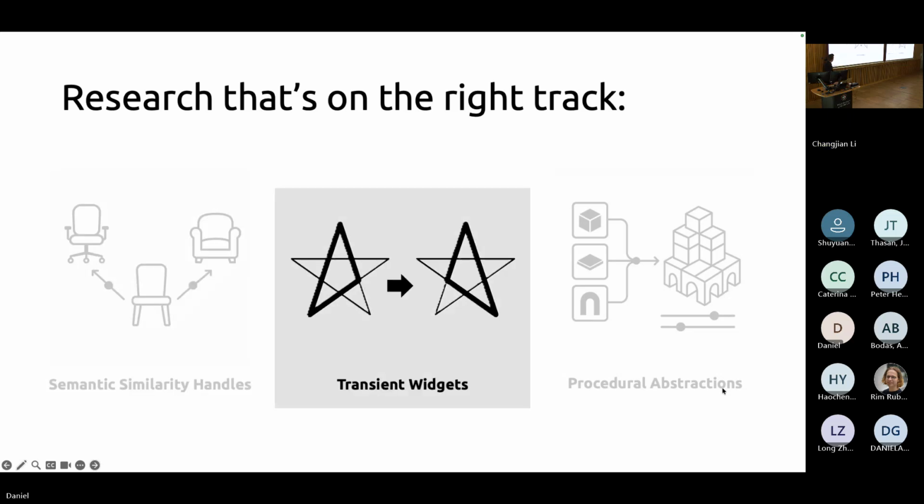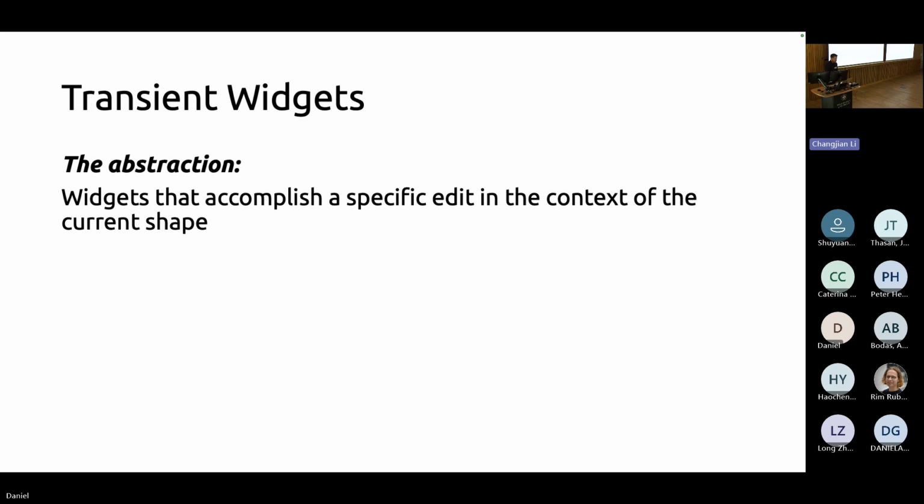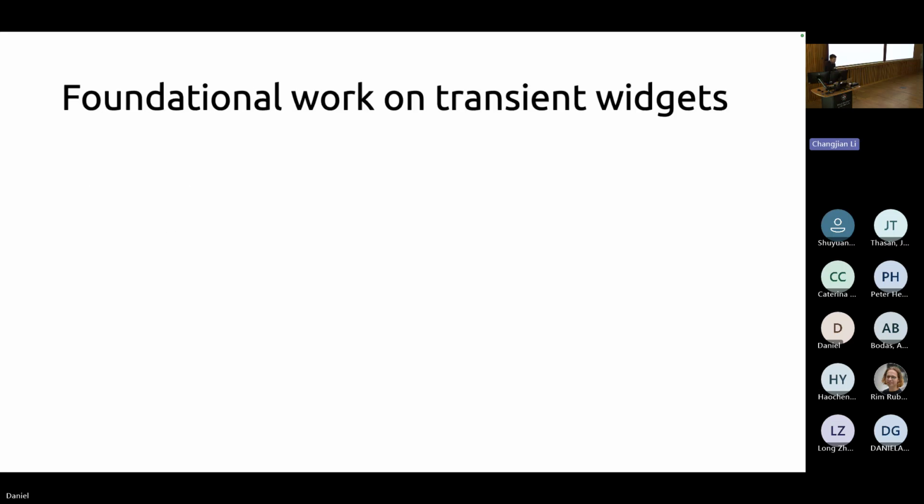Okay. Now, transient widgets, a slightly different idea. The idea here is it's an abstraction that provides some widget or some kind of controller that lets you accomplish a very specific edit in the context of the current shape you're working with. And this is a controller that might only make sense or might only be valid with the shape the way that it is. And as soon as you perform that edit, it might no longer be valid anymore. But it's like a hyper-specialized bespoke widget for a specific thing you want to do at this exact instant. Okay, very, very abstract. Let's make it a little bit more concrete.